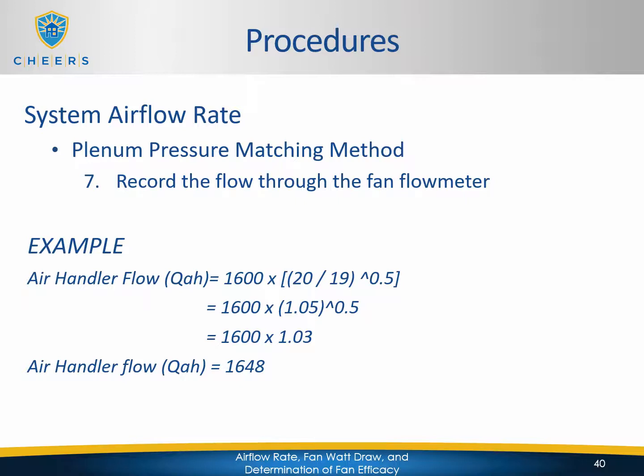And this is what those numbers look like. You have 1600 times 20 divided by 19, raised to the 0.5 power. 20 divided by 19 is 1.05, raised to the 0.5 power. 1600 times 1.03, and that gives us a final adjusted air handler flow of 1648 CFM. Airflow is always measured in CFM. Remember that. We mentioned that earlier.